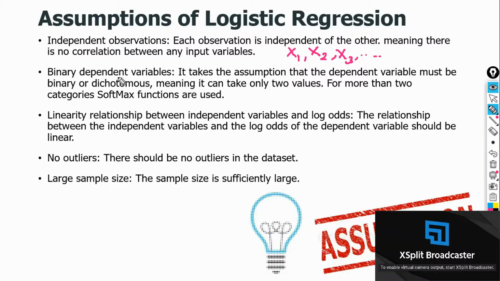Then the relation between the independent variables and the log odds should be linear, and the sample size should be large. The data that you're going to work with should not be that small. In order to train the model, you should have a sufficiently large data set, and it is assumed that no outliers are present in the data. Even so, if you have any outliers, the model performance goes down. That's it. So these are the basic assumptions we have to consider.